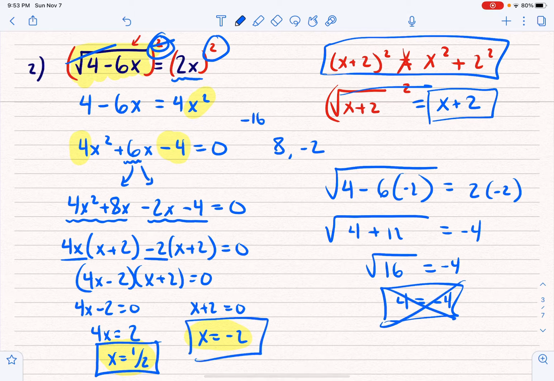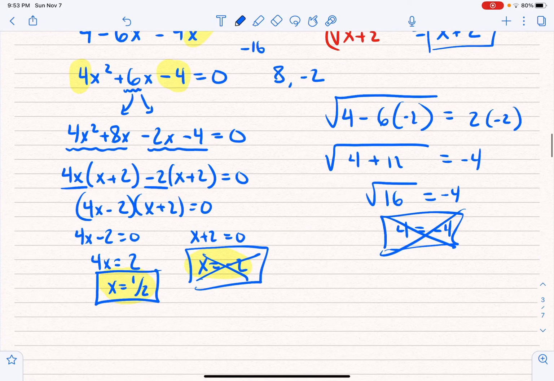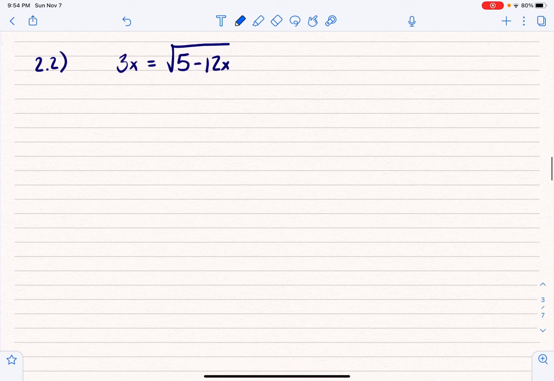So this right here, this negative 2 is an extraneous answer. So we don't want that. So the only answer we do want is x equals 1/2. That one we feel good about. Okay? We don't like the other one. And that's what happens. We've got to check that. Okay, another radical problem. Let's look at this.